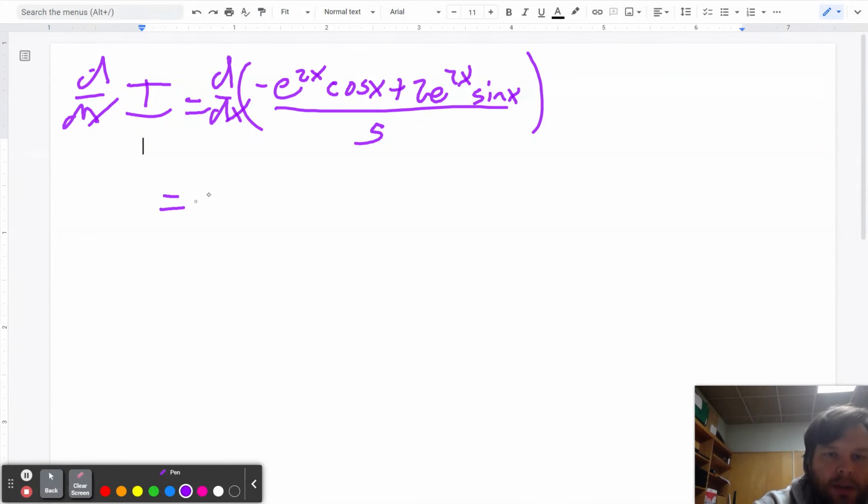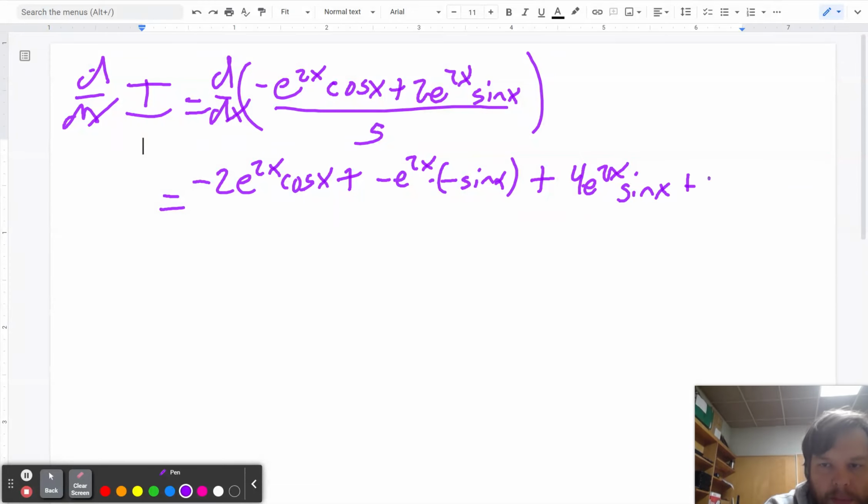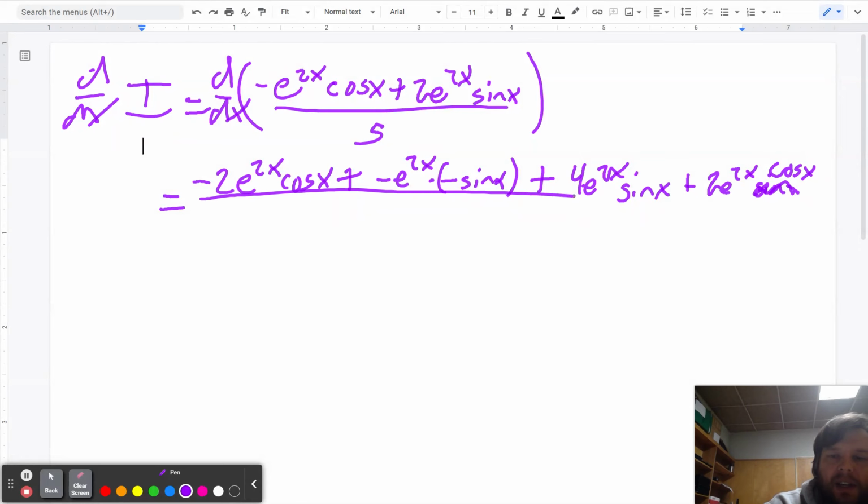So we have negative 2e to the 2x cosine x, that's like f prime g, plus negative e to the 2x times negative sine of x, plus 4e to the 2x sine of x, plus 2e to the 2x times the derivative of cosine x. And all that is divided by 5.